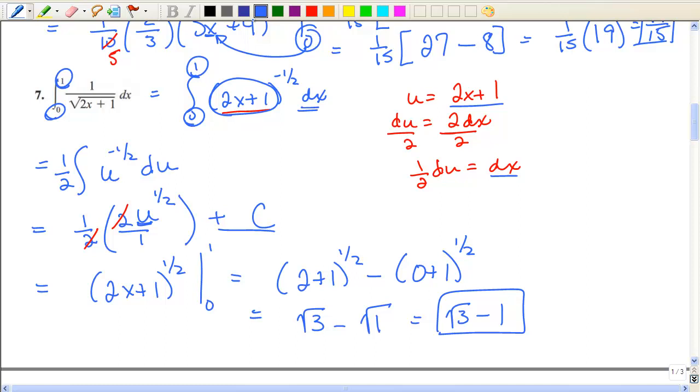If you're reading the book, they're going to go through and change those limits of integration in terms of u. That's okay. I just think that's a harder process in my opinion. I like to go ahead and integrate in terms of u, then change it to x, and then use the original limits. Just leads to probably less mistakes.